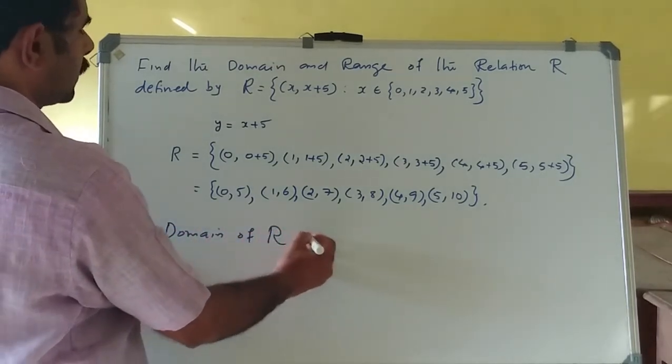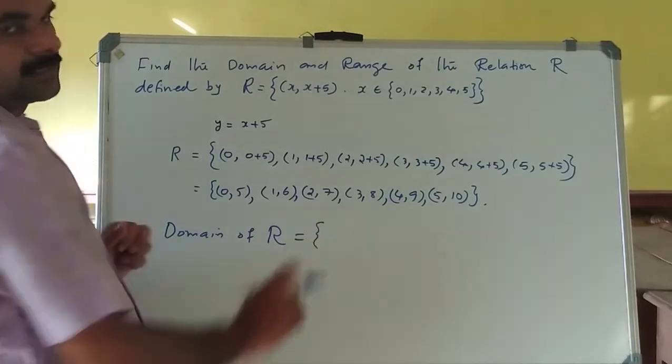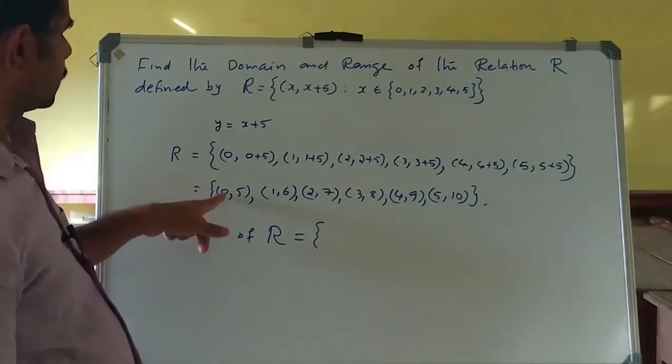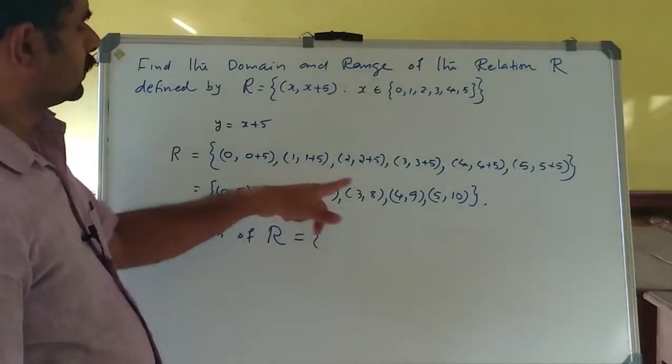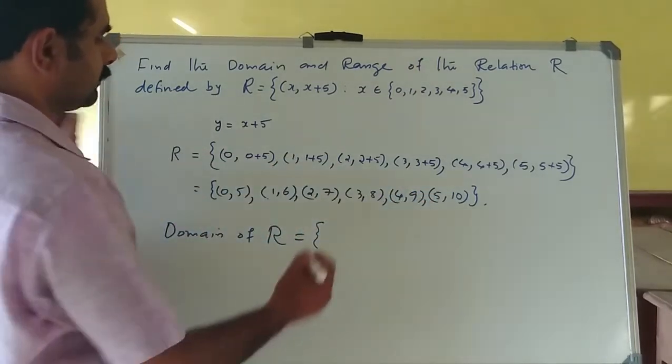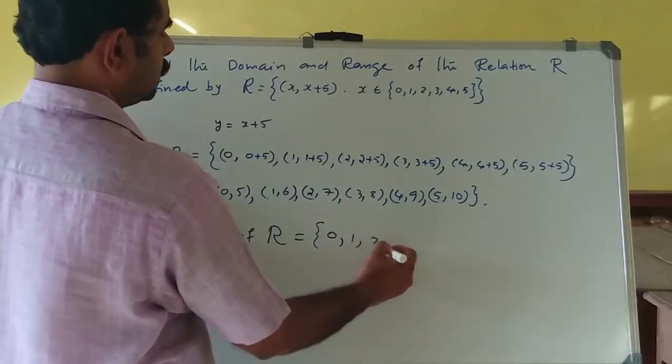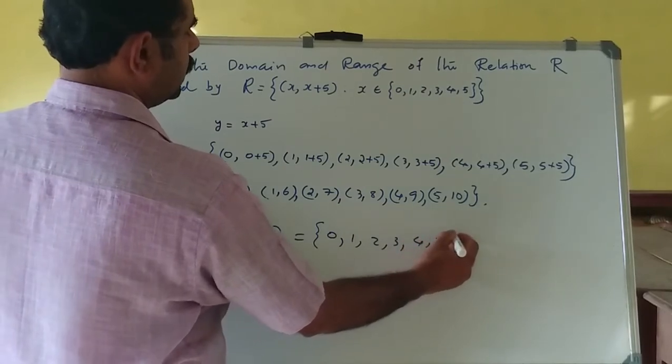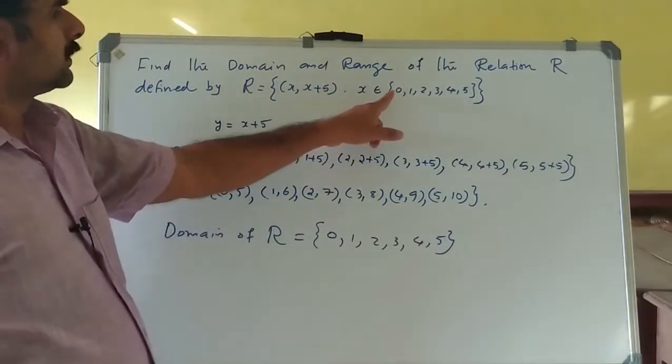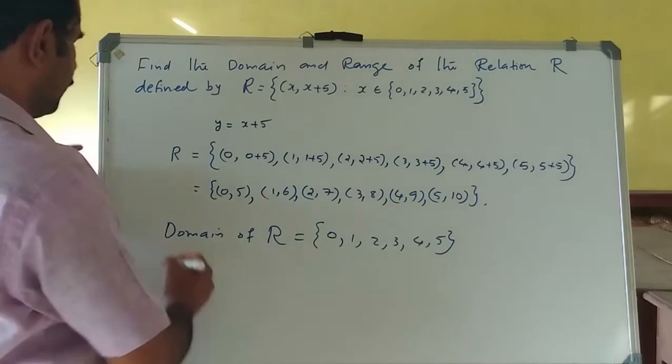The domain of R. What is the domain? The set of first elements: 0, 1, 2, 3, 4 and 5. Say, 0, 1, 2, 3, 4 and 5. Then what is the range?